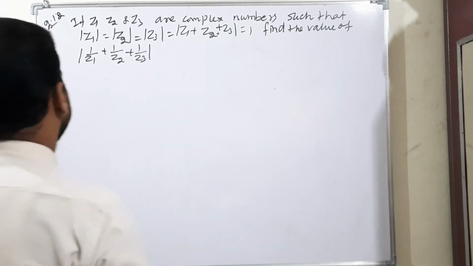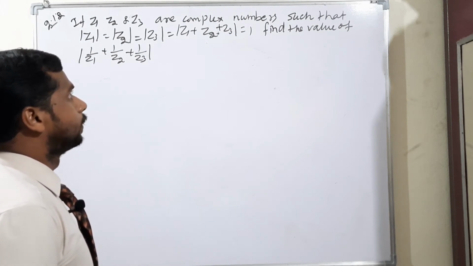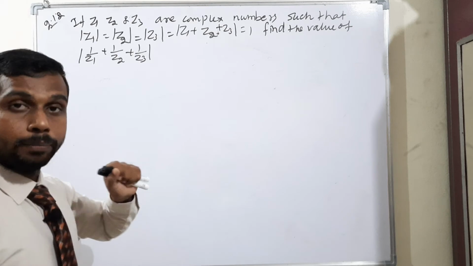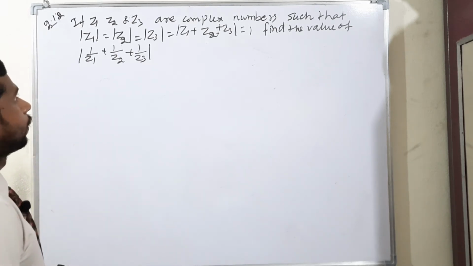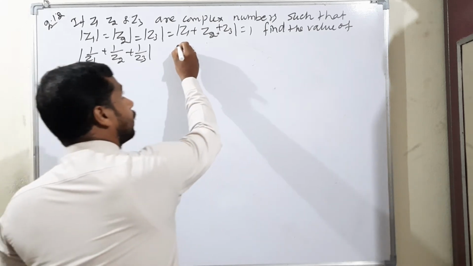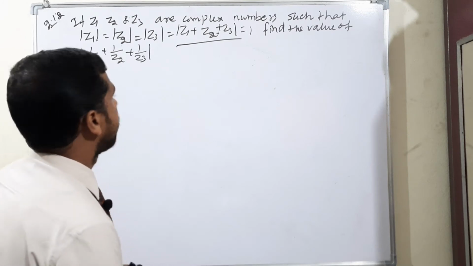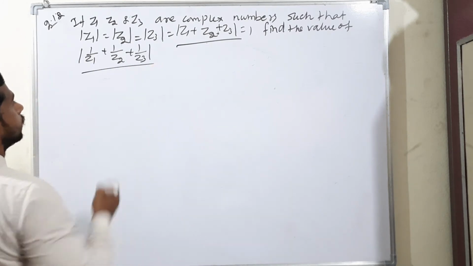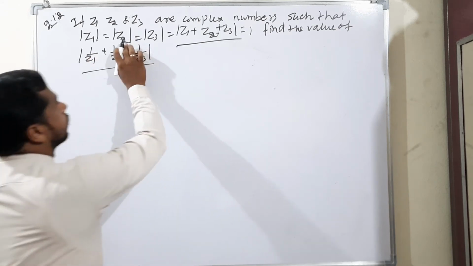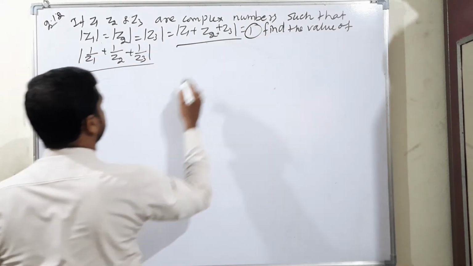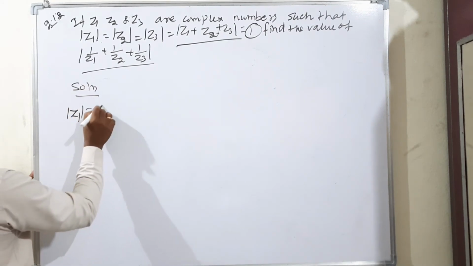What is the question? Example 2.12. If z1, z2 and z3 are complex numbers such that modulus of z1 is equal to modulus of z2 is equal to modulus of z3 is equal to 1, find the value of the modulus of 1 by z1 plus 1 by z2 plus 1 by z3. This is one of the important questions. Solution: modulus of z1 is equal to 1.